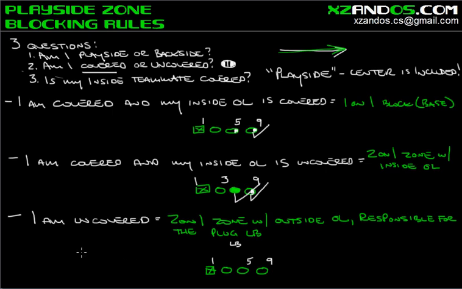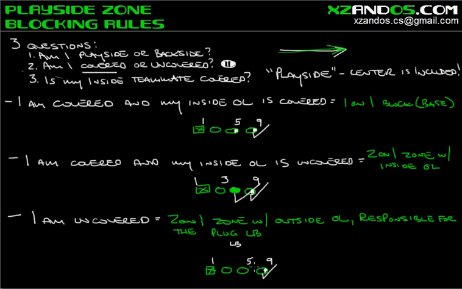Okay, and so again, outside in, when we're talking about zone blocking rules, we're talking about outside in on play side. So the 9 technique says I am covered, but the inside lineman is also covered. So again, okay, the tight end knows that he is on a base block. He is on 1-on-1. He has no help. So he's responsible for that 9 technique.